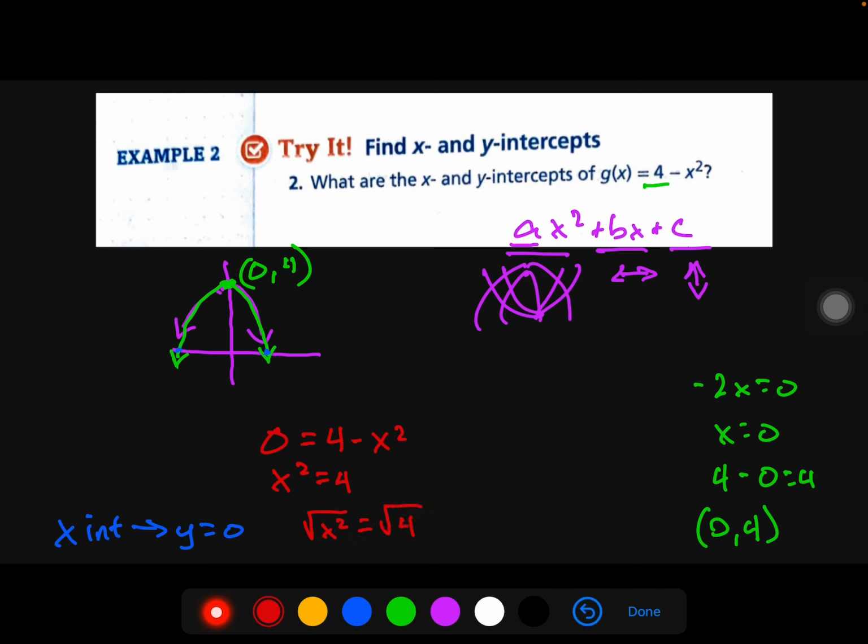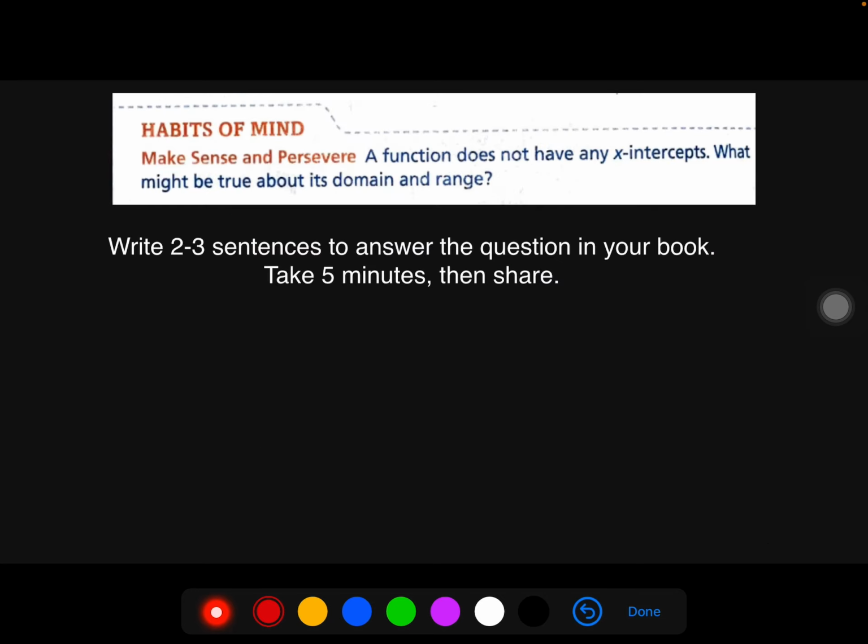Here's where we can see very clearly that the square root of 4 has both positive and negative values, 2 and negative 2. And so our points here are (-2, 0) and (2, 0). Right, so we set x equal to 0 and set y equal to 0 to find the y-intercept and x-intercept. Next.